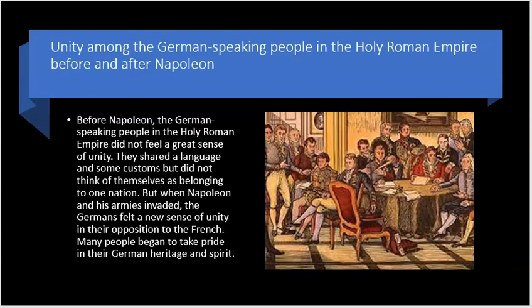Unity among the German-speaking people in the Holy Roman Empire before and after Napoleon. Before Napoleon, the German-speaking people in the Holy Roman Empire did not feel a great sense of unity. They shared a language and some customs, but did not think of themselves as belonging to one nation. But when Napoleon and his armies invaded, the Germans felt a new sense of unity in their opposition to the French. Many people began to take pride in their German heritage and spirit.